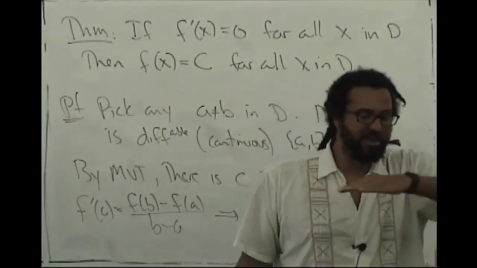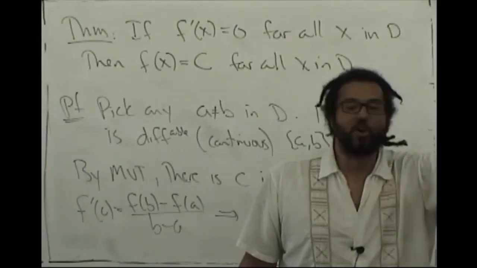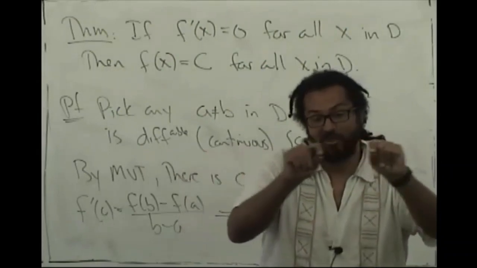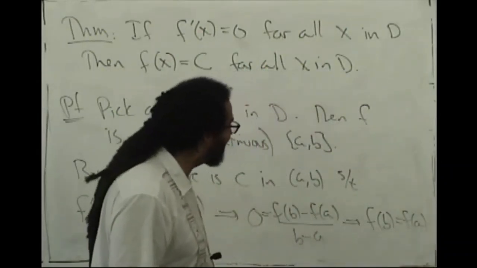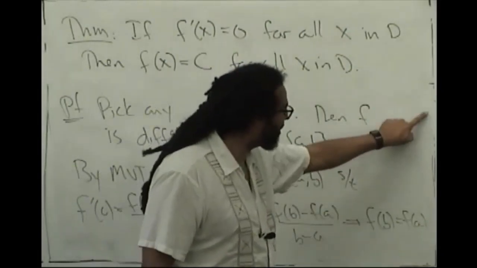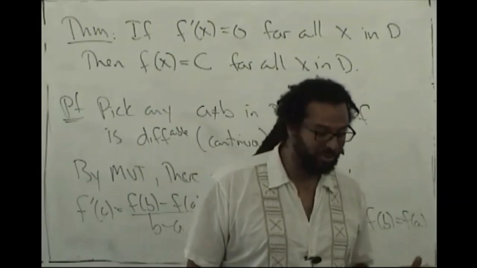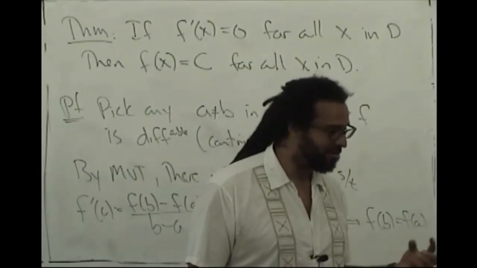Because if the derivative is 0 everywhere, then that means the slope of the curve is 0 everywhere. And the only way that can happen is if you've got a horizontal line, right? That's the only type of function that's got 0 slope everywhere. But we want to prove this carefully, right? We want to prove this without drawing a picture and writing pages and pages of an argument.